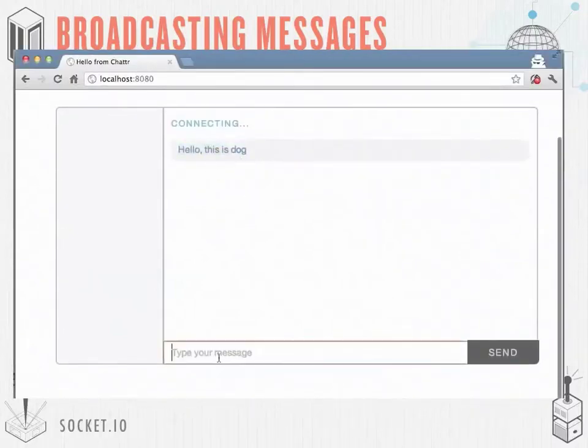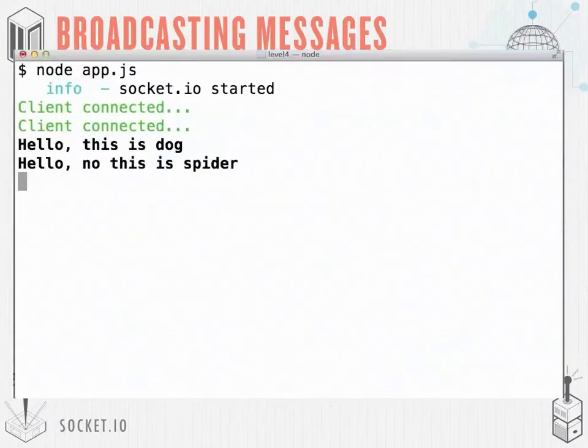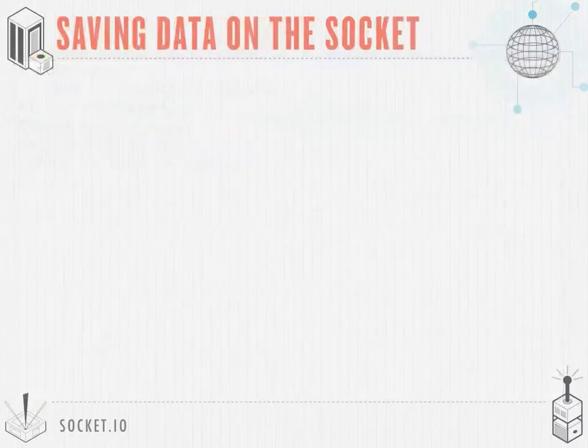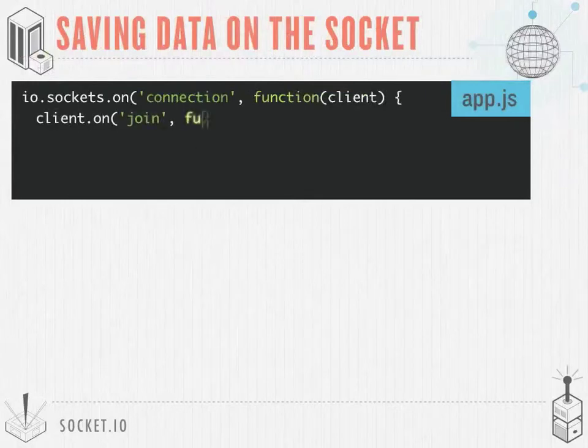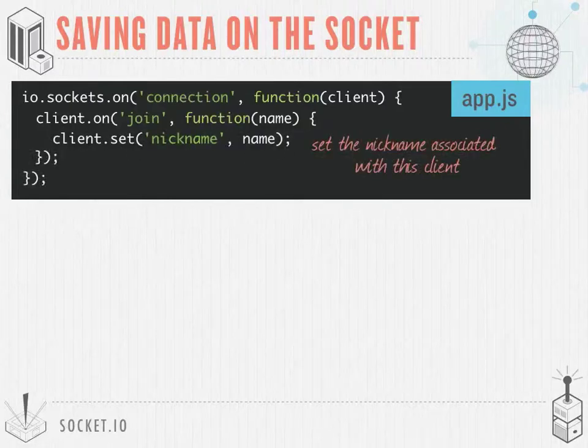Pretty fantastic. As we saw in that last screencast, now that we're broadcasting messages around between clients, we might actually want to attach a name to that message so we know who's sending it. So how do we do that in Socket.io? Let's go back to our server, and we're going to listen on a custom event called join. Now when our client emits that event, it's going to pass in the name of the user. So we have our name in the callback. All we need to do is call set on the client to define that client's nickname. We'll see how to use that later when broadcasting messages.